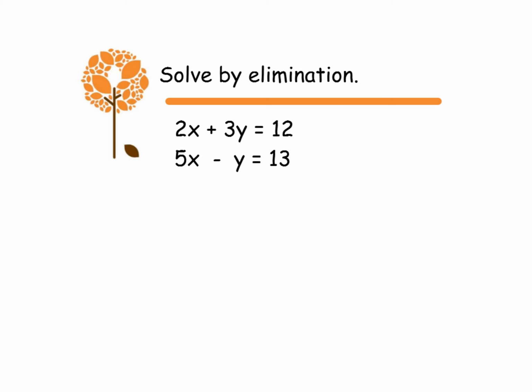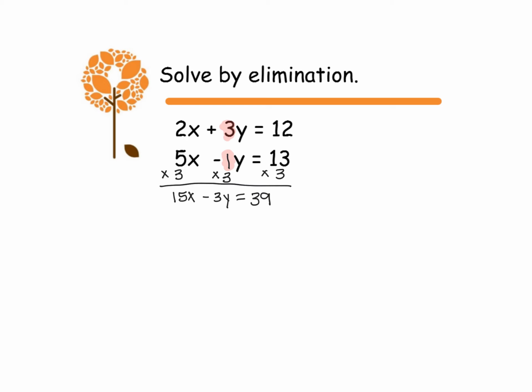On this next one, if I start looking at what I can multiply to get to cancel out, it seems like the easiest option would be these y's. Technically there's a 1 here. So if I were to multiply each of these by 3, that would help me to cancel these out. So if I multiply this bottom equation by 3, I'm going to get 15x minus 3y equals 39.